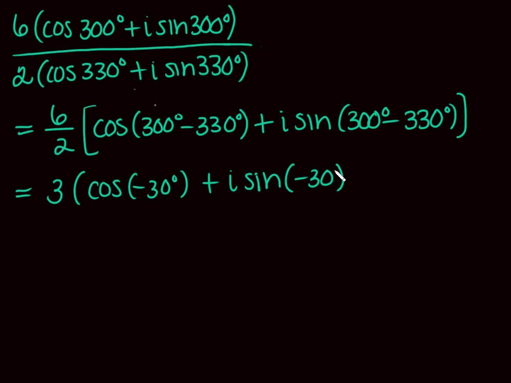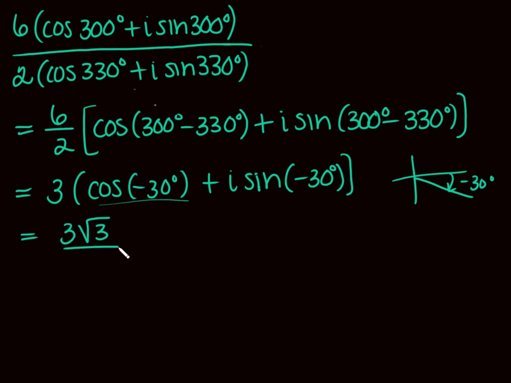And so let's figure out what those are, because we started in standard form, so let's go ahead and end. Negative 30 degrees is right here. We're in the fourth quadrant. Cosine in the fourth quadrant is positive, so the cosine of 30 degrees is root 3 over 2. If I take the 3 through it, 3 root 3 over 2. Sine in the fourth quadrant is negative, and sine of 30 degrees is 1/2. So I get 3 root 3 over 2 minus 3/2 i.